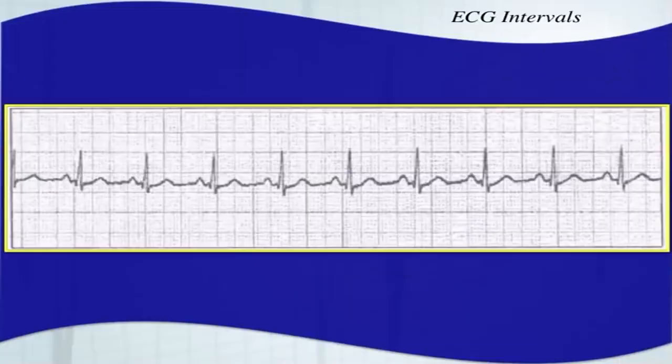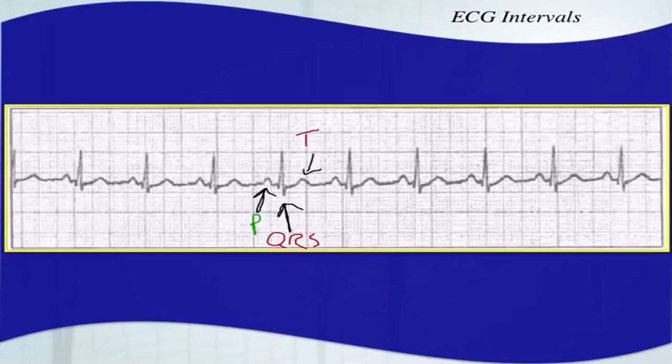Here's that same rhythm we were looking at from chapter 3 on ECG waves. We've already identified the P wave, which is that first positive deflection, showing us atrial depolarization. Also, the QRS complex, which is that collection of waves following the P wave, showing us ventricular depolarization. And then we have, of course, the T wave following that, which is showing us ventricular repolarization.